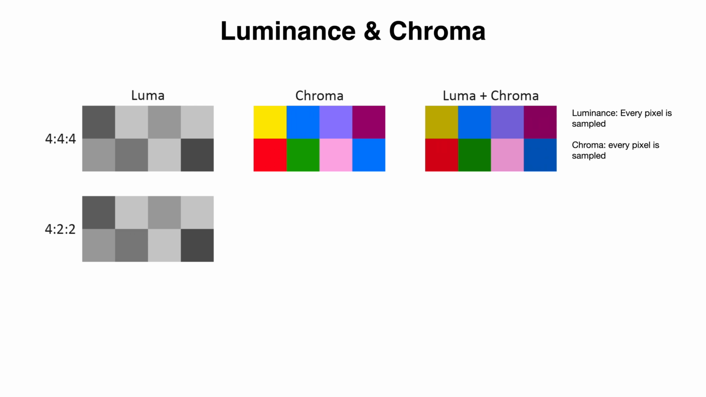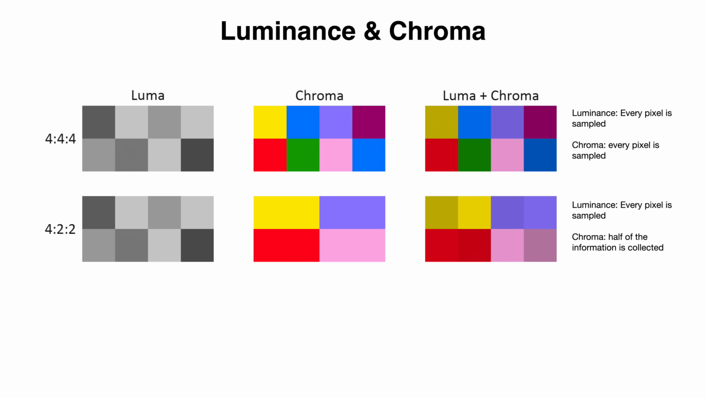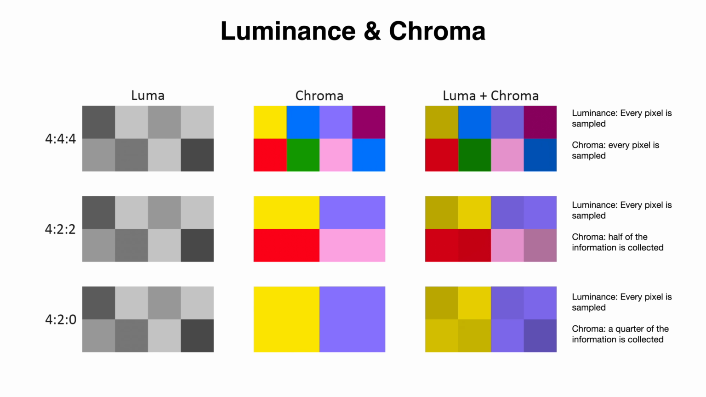The R6 Mark III will provide YCC422. Luminance is sampled for every pixel, but color information is halved horizontally, making the edges just a little bit softer. And 420, also offered by the Canon EOS R6 Mark III, provides color information reduced again both horizontally and vertically, but luminance remains intact, being sampled for every pixel.